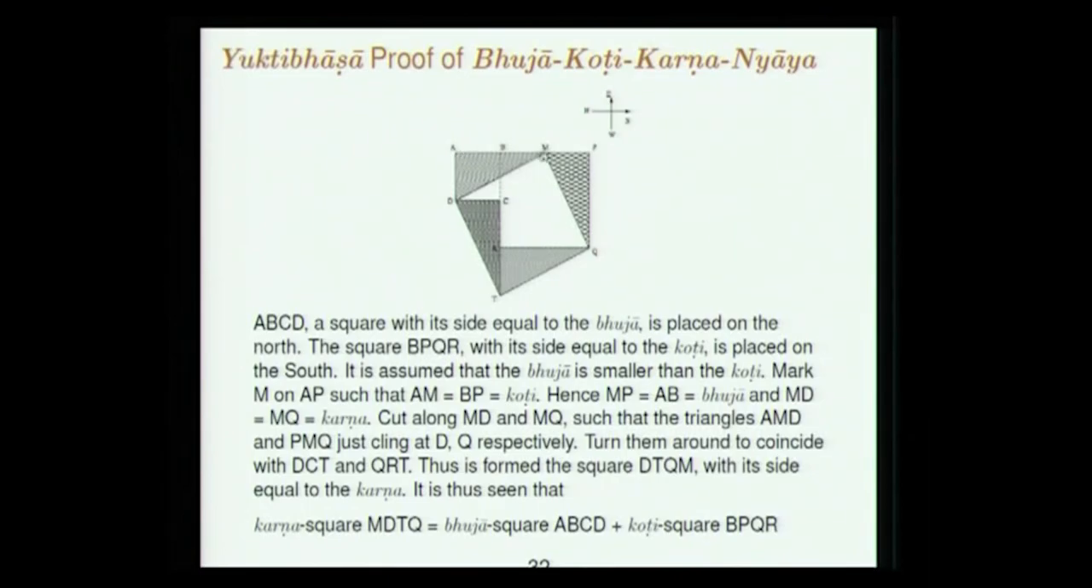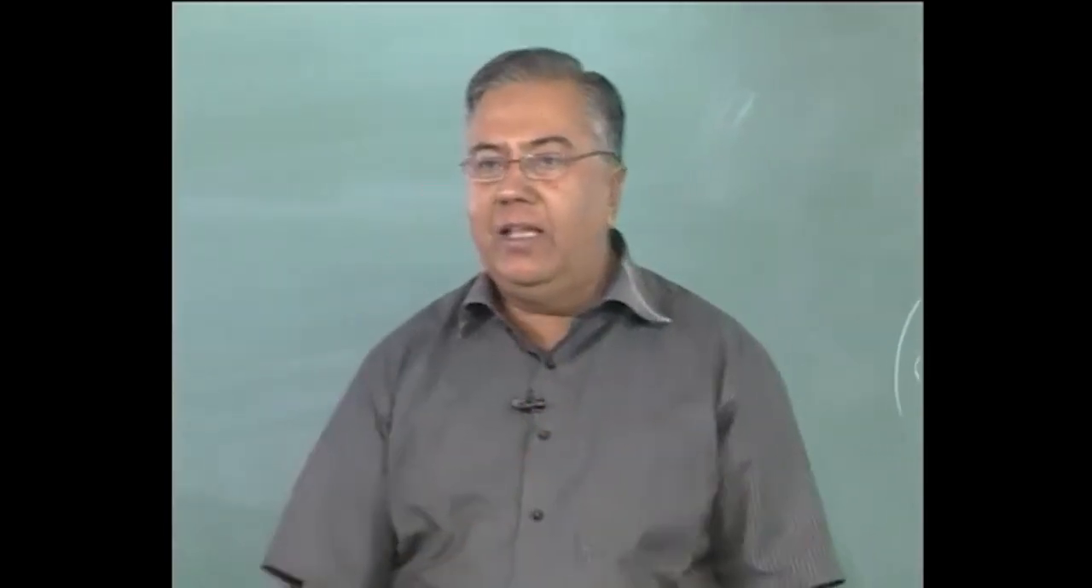Now make AM equal to Koti. So MP will be equal to Bhuja. That is, mark this point M such that MP is the same as AB. Then join MP, join MD. Construct the square on MD. Now constructing the square on MD, this procedure is similar to the Shulbha Sutra procedure for adding 2 squares, as was pointed out in the lecture on Shulbha Sutras.